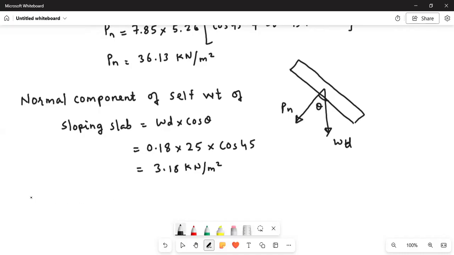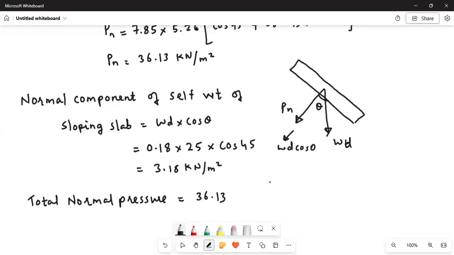Okay. So total normal pressure equals 36.13, that is Pn, plus the self weight resolved in this direction, Wd cos theta, that is 3.18, which equals 39.31 kilonewton per meter square.